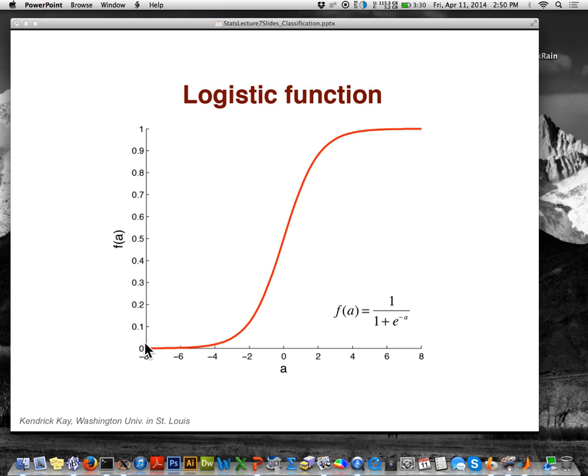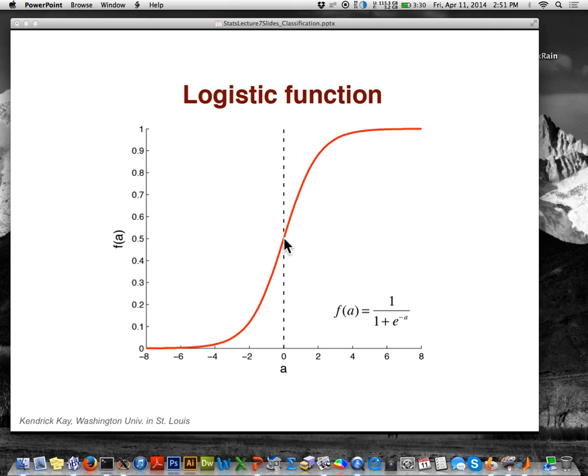So it's a monotonic function. It starts near zero, rises, and ends up near one. And a crucial point, which I'm going to indicate with a dotted line, is a equals zero. When a is zero, we can just plug it in: negative zero is zero, e to the zero is one, and one over one plus one is one half. So when a is zero, we're exactly halfway between zero and one.